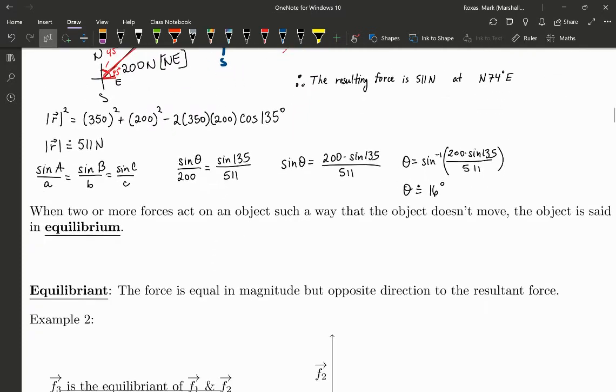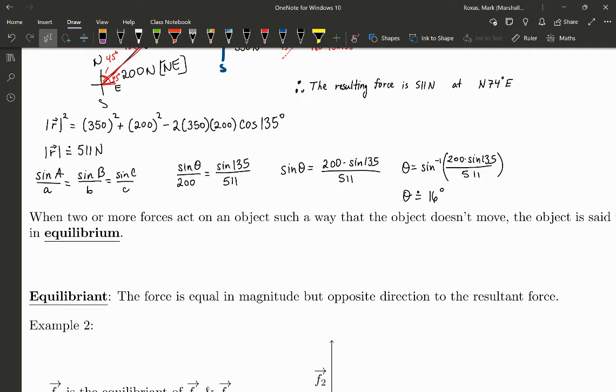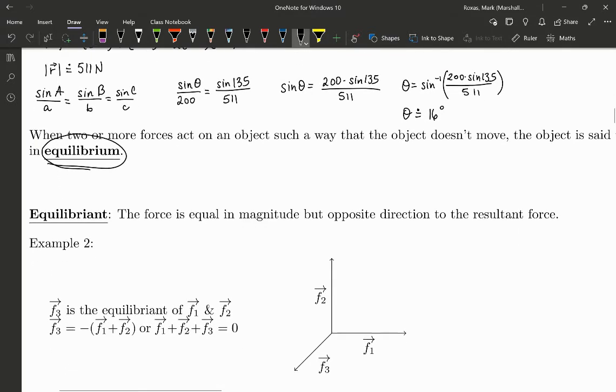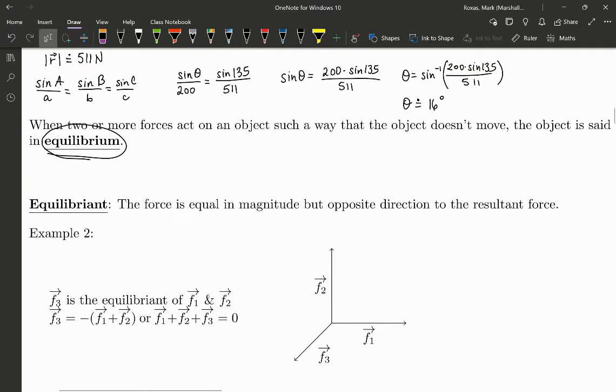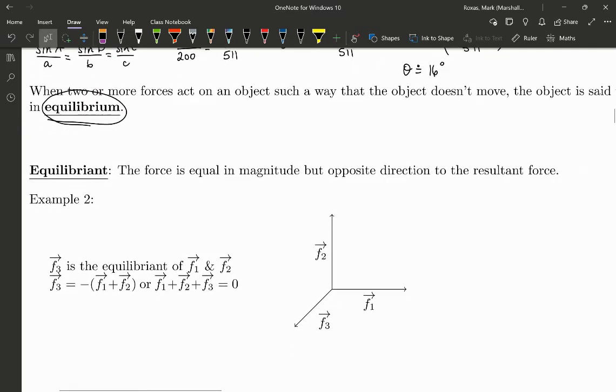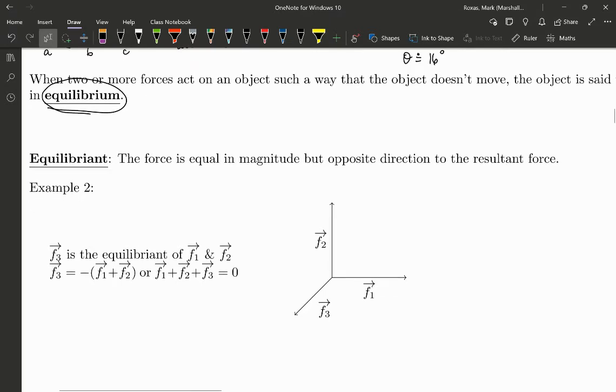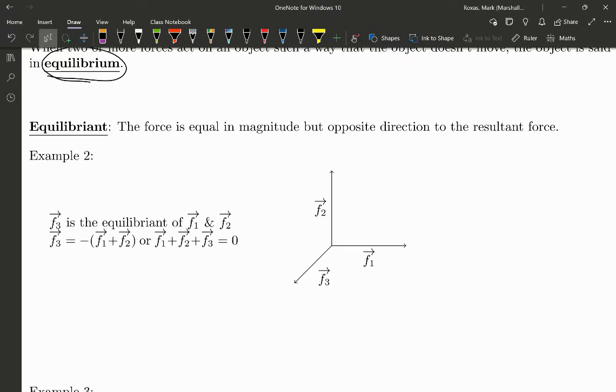Okay, so when two or more forces act on an object in such a way that the object does not move, the object is said to be in equilibrium. Maybe you've seen that term before in science class, physics, maybe even chemistry. So in physics, we talk about equilibrium where the object does not move. It could have forces acting all over the object, but the object still does not move because the forces cancel each other out. An example of that is finding the equilibriant.